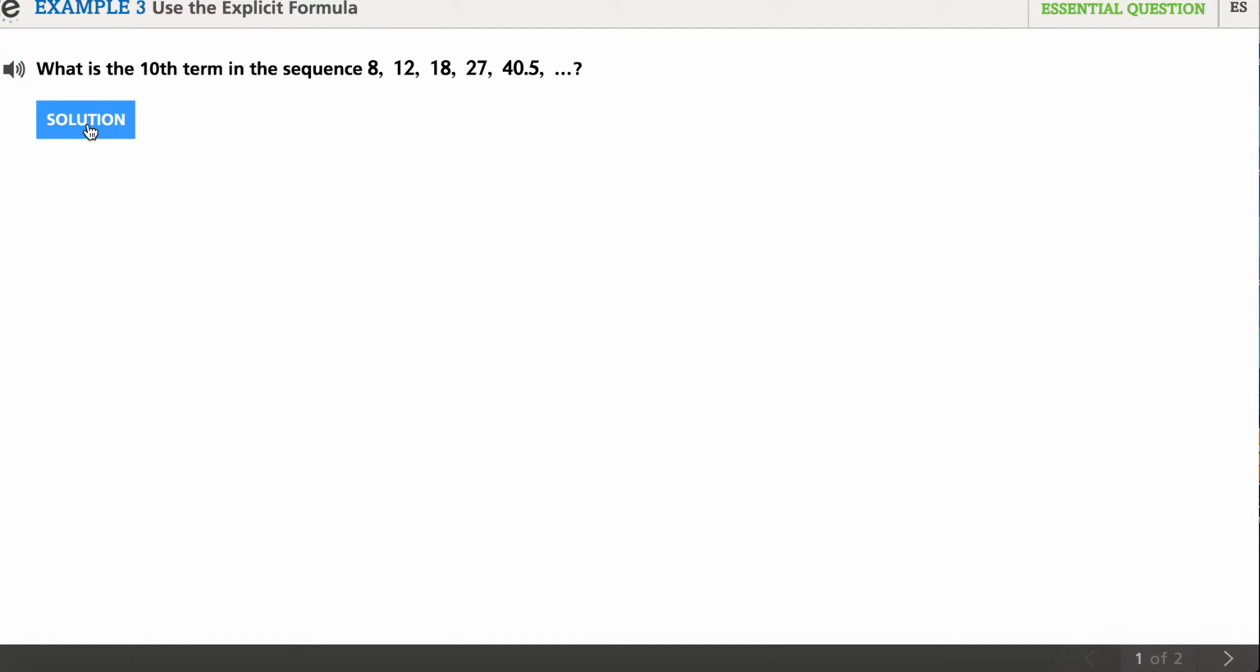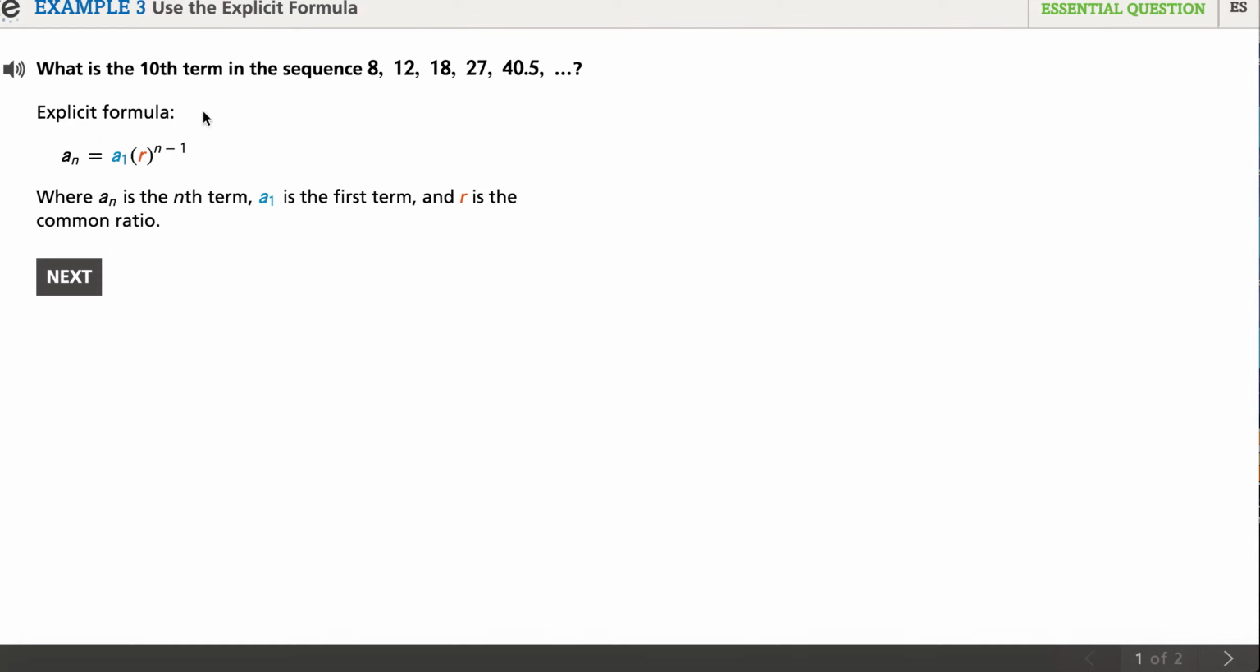How do we figure out the nth term? The explicit formula: a sub n is equal to a sub 1 times r to the power of n minus 1. This is the general formula, where a sub n is the nth term, a sub 1 is the first term, and r is the common ratio, as we did in the previous problem, finding the common ratio for the geometric sequence.